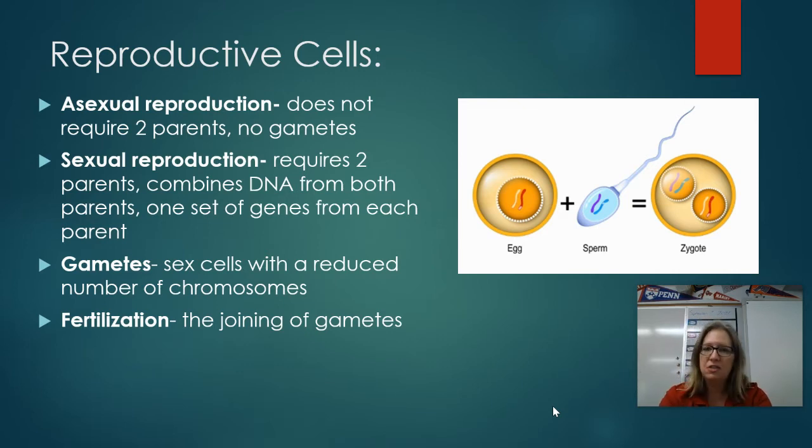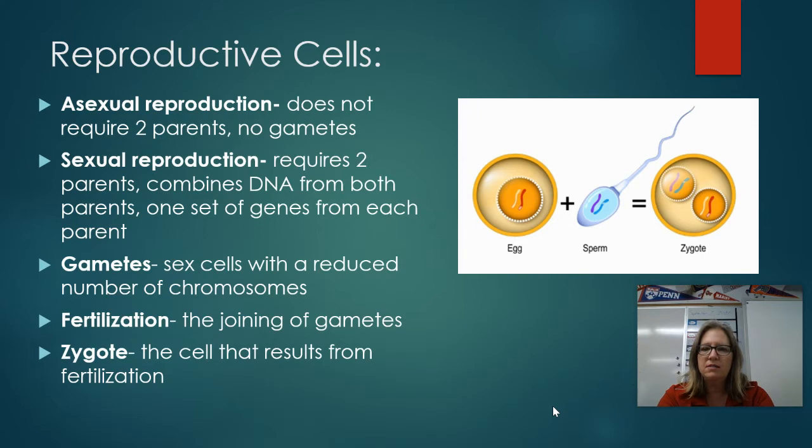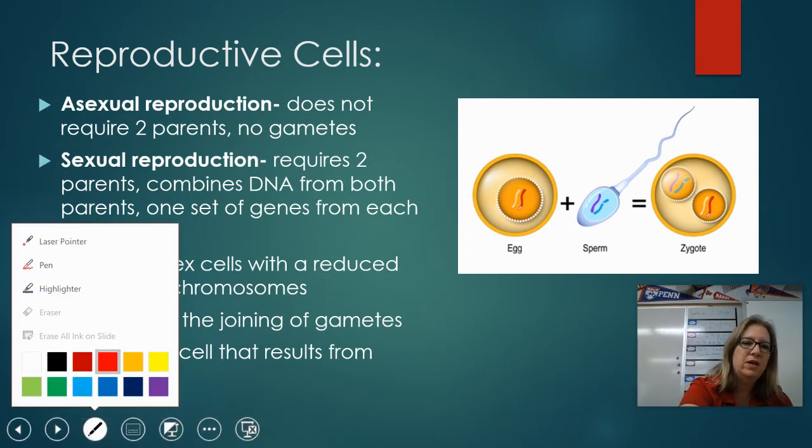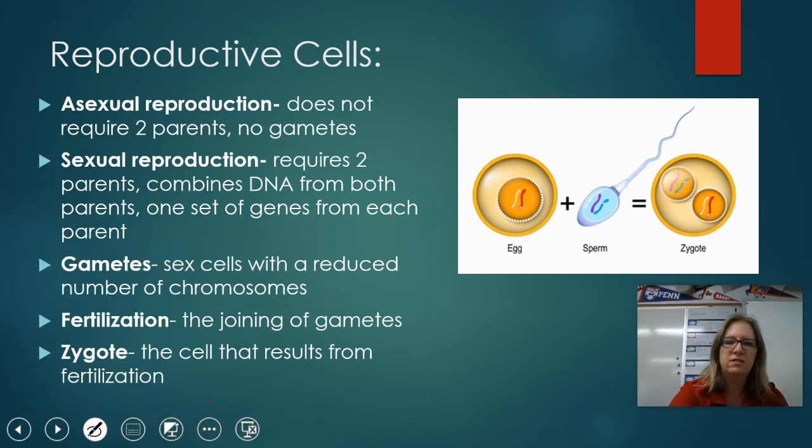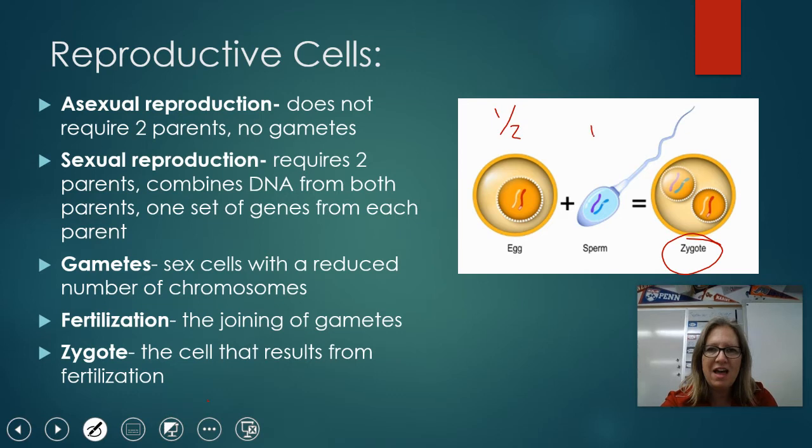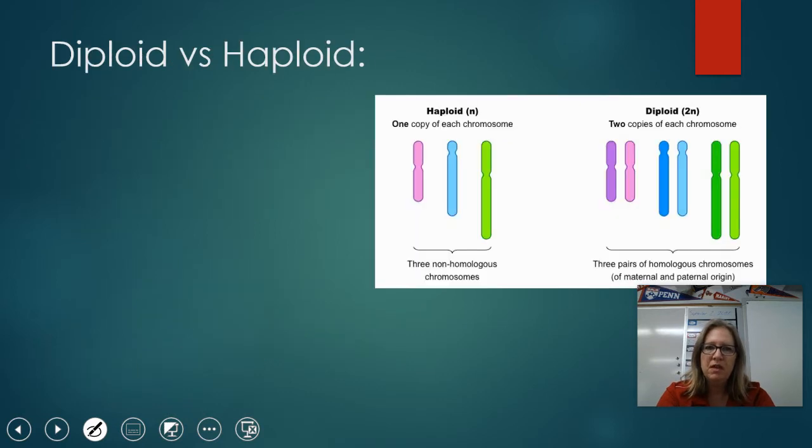Okay, fertilization is just those gametes coming together, and that can happen inside of the body or outside of the body. Again, we'll talk about that more at a later time. And then once that fertilization has taken place, once that DNA has combined, we call the cell a zygote then. Okay, so now we've got a zygote and it's back to the normal number of chromosomes. Okay, so there was 1/2 the amount of chromosomes in each of those gametes. When they join together, we're back to the normal amount.